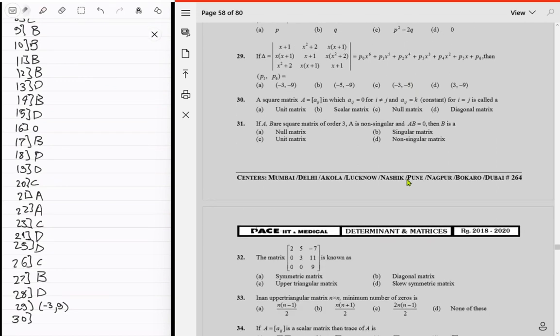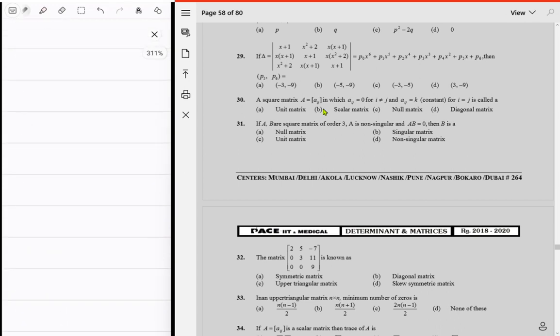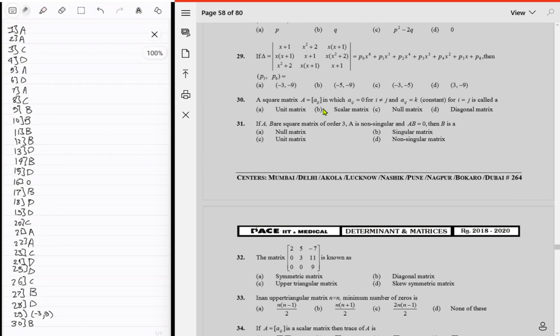Square matrix A where a_ij equals 0 for i not equal to j, and a_ij equals k for i equal to j. Okay, diagonal matrix, right? It's just k, k, k everywhere, so basically this matrix is k times the identity matrix. For i equal to j it's called a diagonal matrix. That was an easy thing. Or actually a scalar matrix, because this is the same thing everywhere. If you want to be even more precise, it should be scalar matrix. So B is correct. Next question, because it's a scalar multiple of the identity matrix.